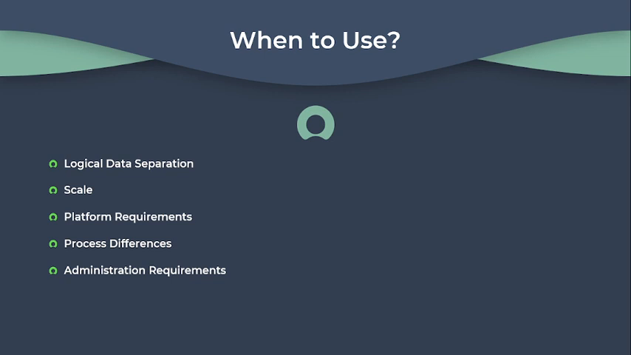Then platform requirements. Can the customer or business unit work with the products and services provided on the shared platform? Then process differences. Do the customer processes require less than 5% of change from shared processes? Then admin requirements. Does the instance owner administer the instance with the customer only managing limited configuration? So in this way you can understand whether you have to use domain separation or not.